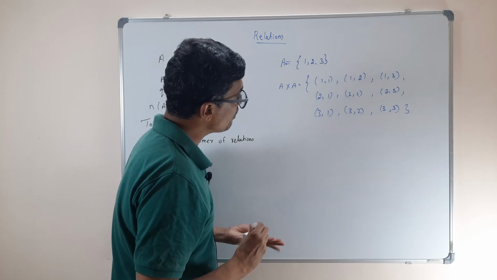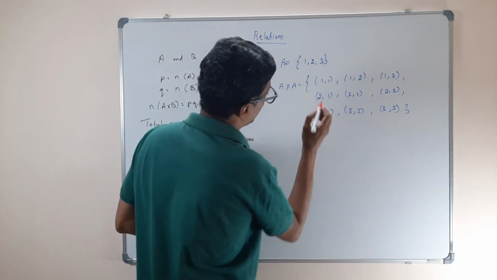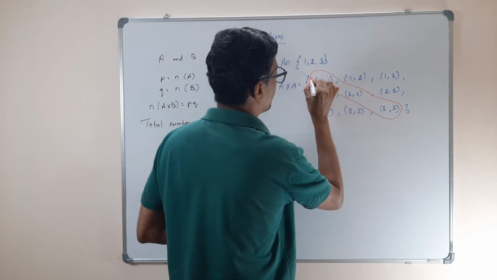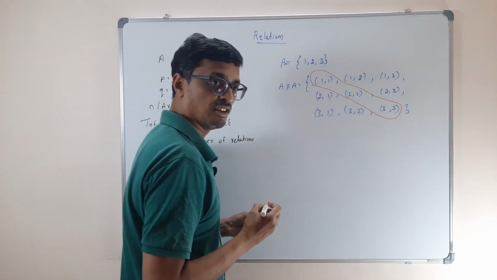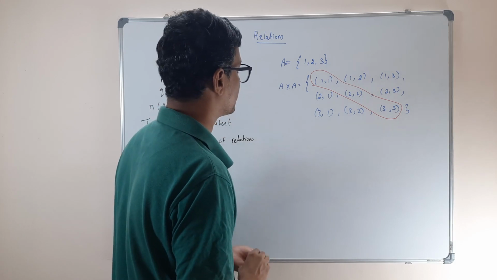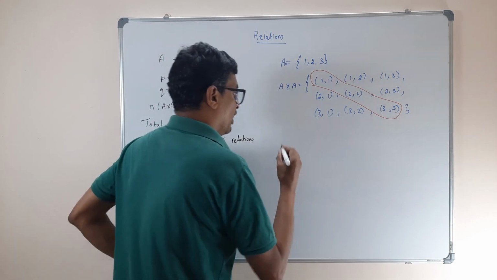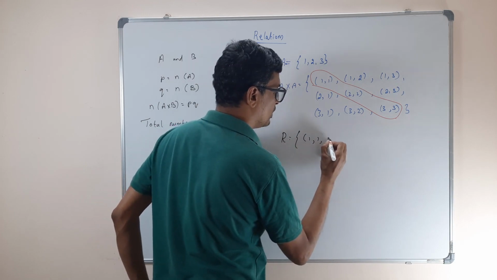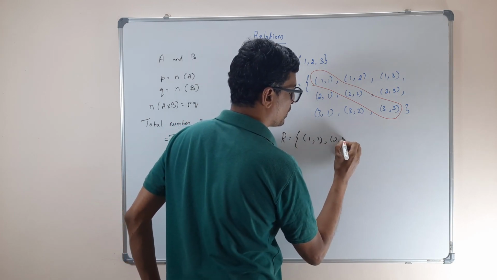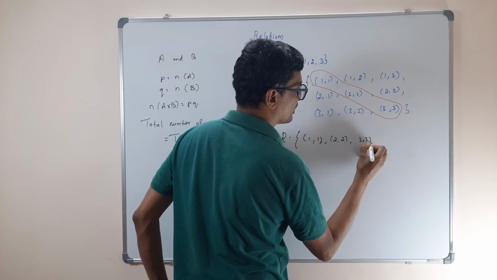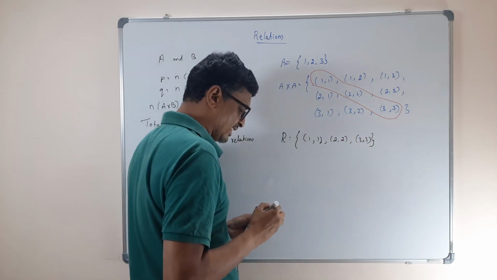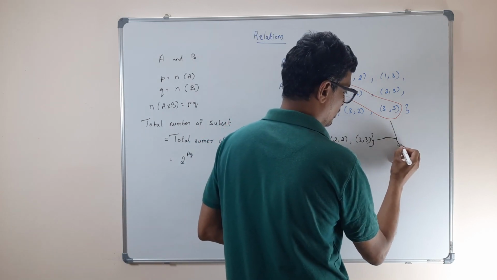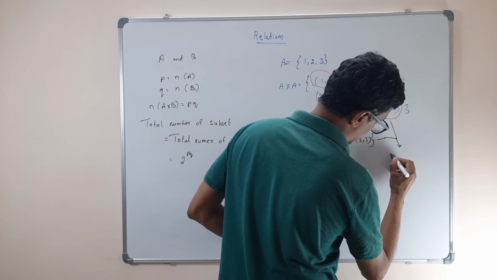Now, if I form a binary relation making the diagonal elements, got it? So I have defined a relation R which is (1,1), (2,2), (3,3). And this relation is called your, tell me, identity relation.